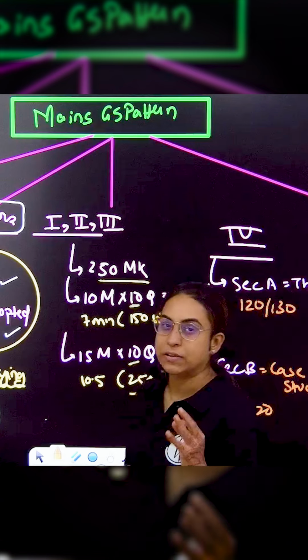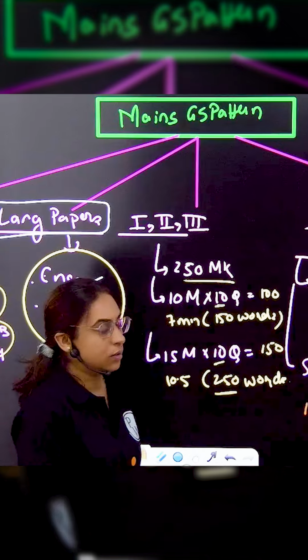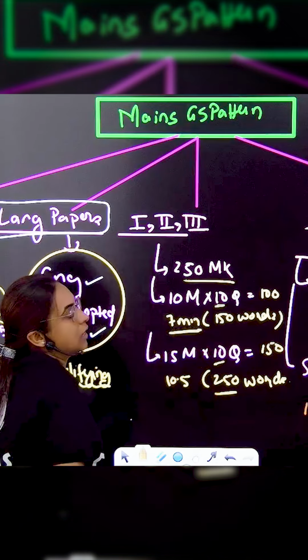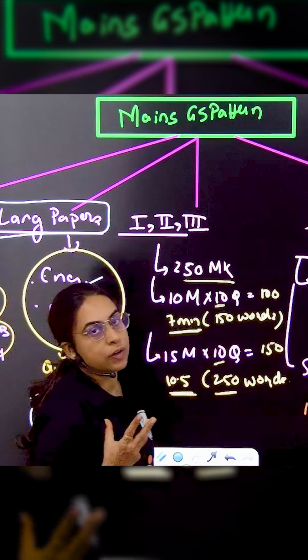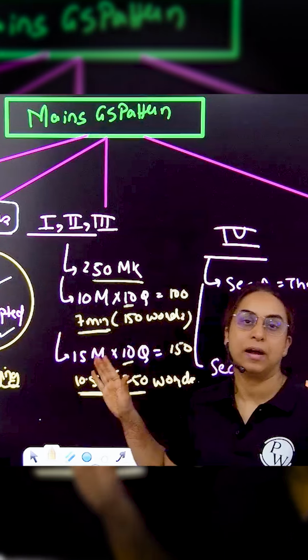The time that is given for writing one 10 marker is about 7 minutes. And the time that is given for writing one 15 marker is 10.5 minutes. So this is the same pattern for 1, 2 and 3.